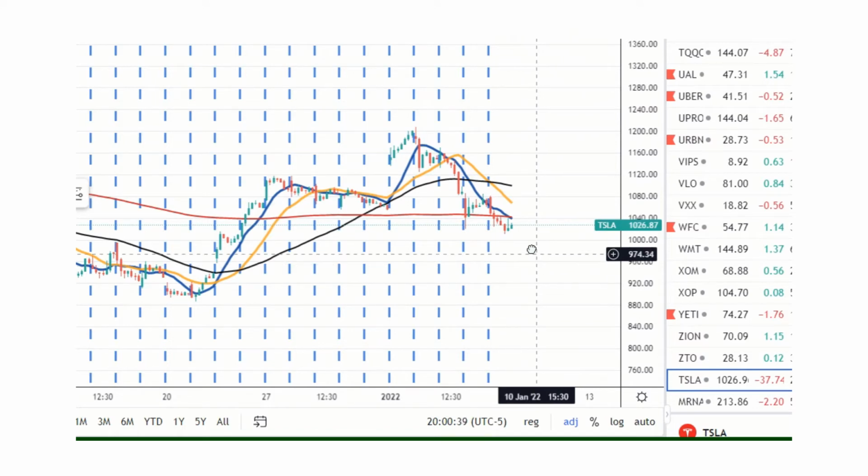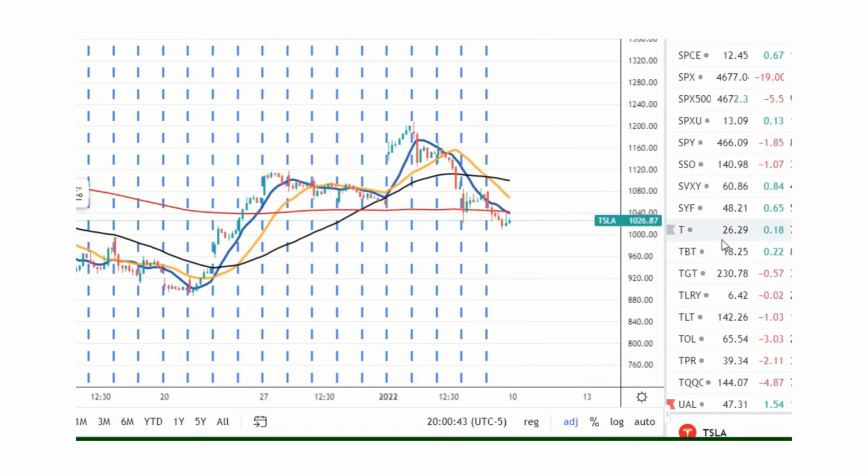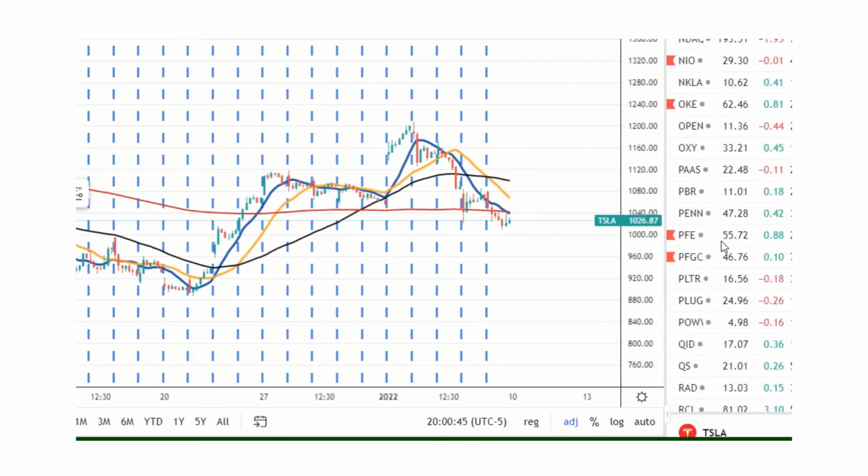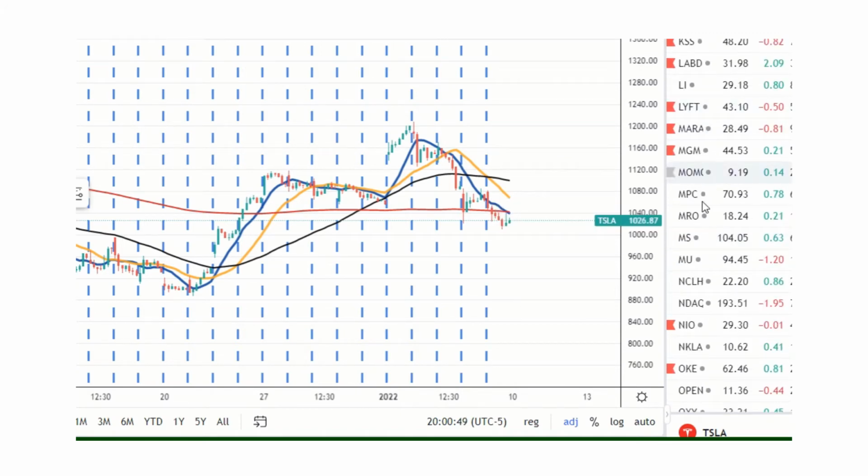All right, so let's look at another chart. Let's look at Moderna. And what we'll do is we'll stay with the hourly time frame for now, and then we'll switch to the daily time frame.